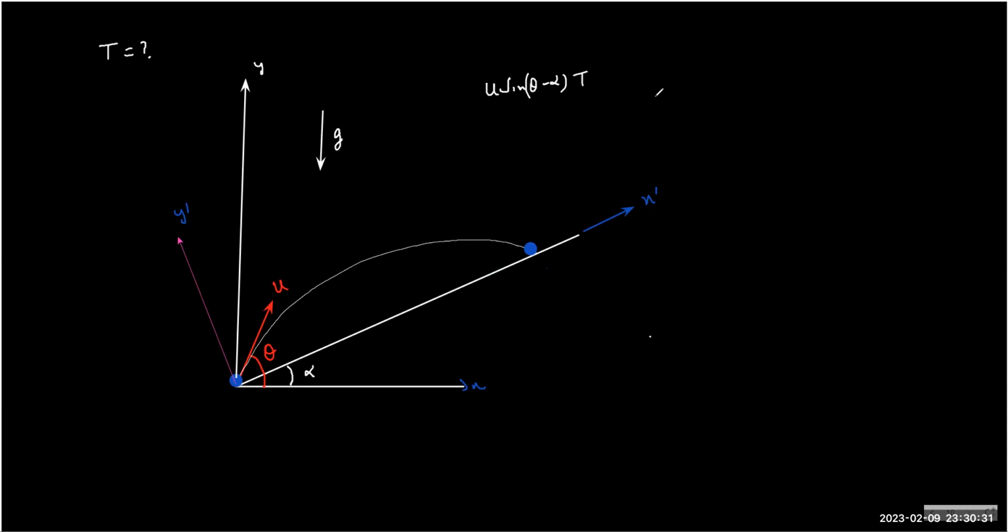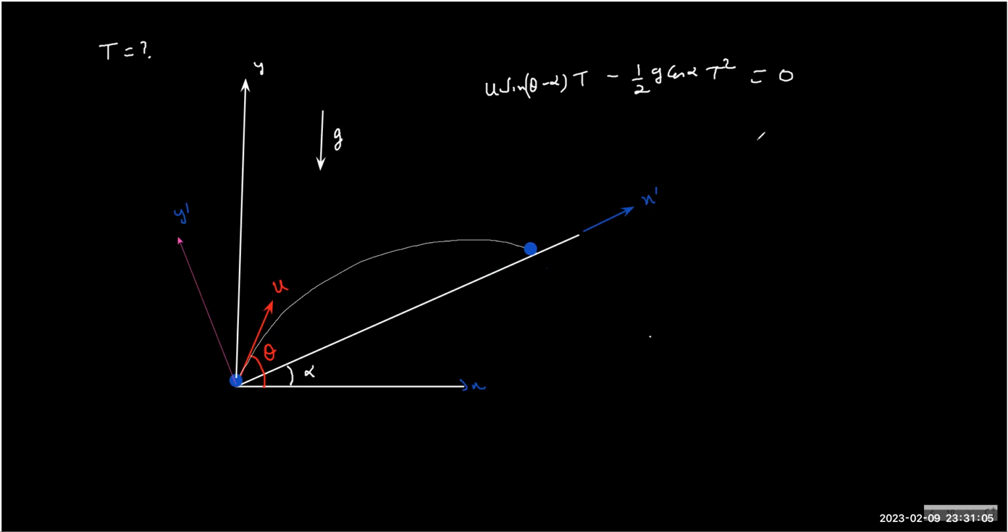Do you realize this? Yes. But who will bring you back? g cos alpha will bring you back. So in time t, g cos alpha will bring you down by how much? However far you have moved, if you come back by the same value, you are back to the same plane.